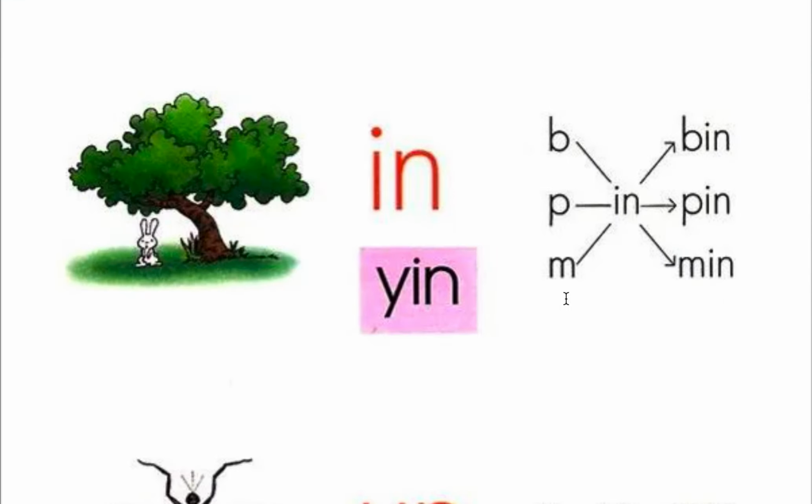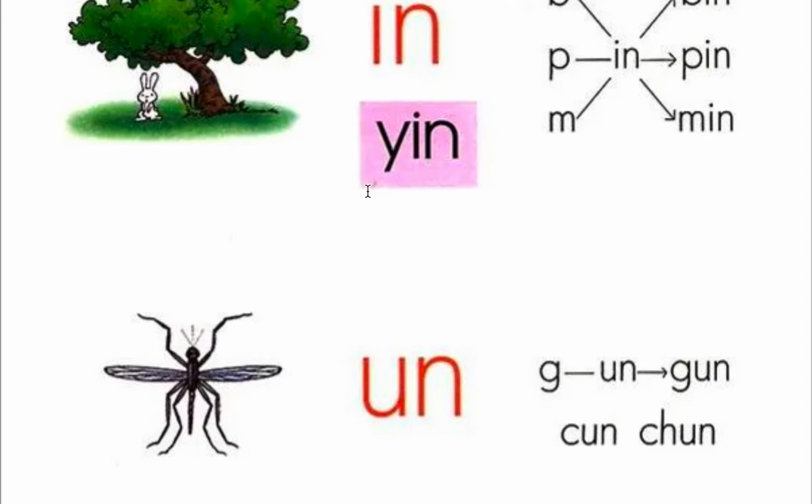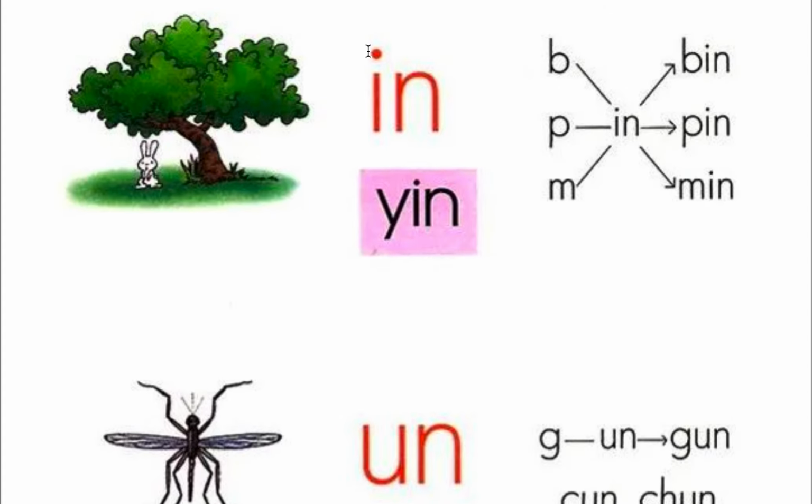I-N, pronounced in. It's a little bit like an English one. Okay, in. You can spell this: b-in, bin, p-in, pin, m-in, min. And the four tones for this will be in, yin, yin, in. We put it here because when you add a y in front of this, then it's still the same pronunciation.